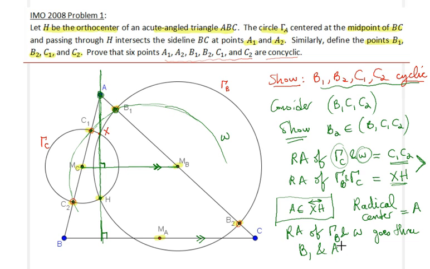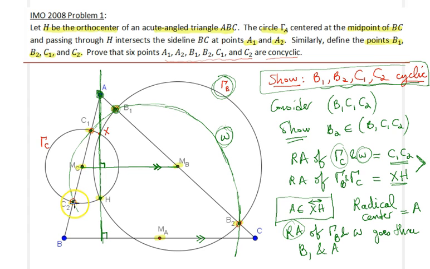This immediately implies that the second intersection of the circles gamma B and omega will have to be B2, because we want the radical axis of those two circles to be the line AC. It has to go through those points B1 and A. So therefore the circumcircle of B1, C1 and C2 goes through B2. Therefore we have proven that B1, B2, C1 and C2 are cyclic points.